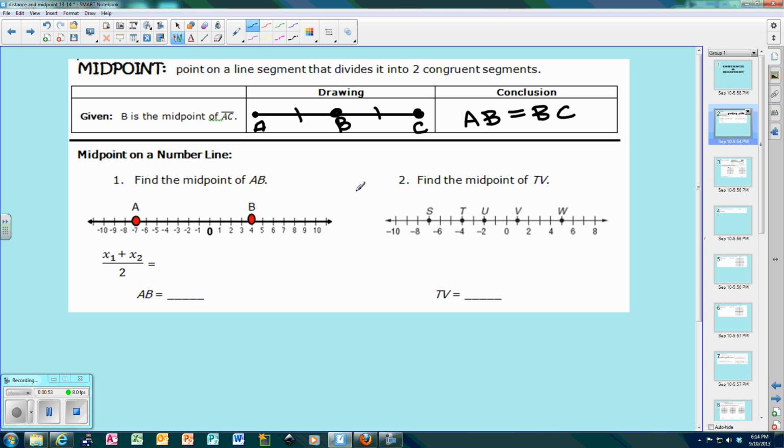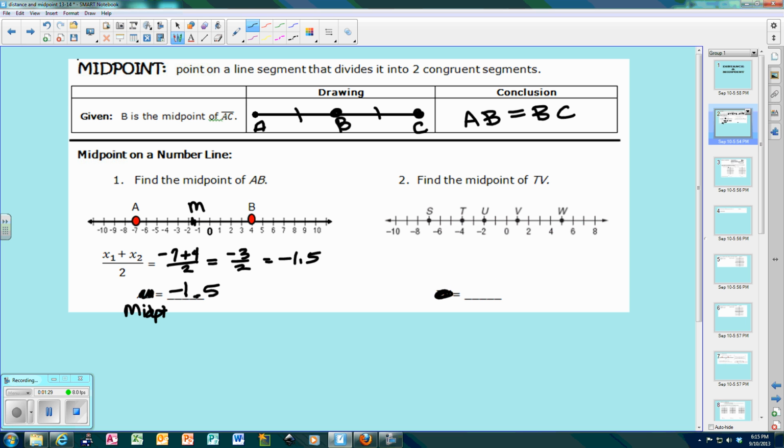Now, to find the actual location of a midpoint on a number line, all you do is add the two numbers together and divide by 2. For example, A is -7, B is 4. So that means -7 plus 4, and then divide by 2. So you're just finding the average. So that's -3/2, which is really just -1.5. So the midpoint is located at -1.5, so about right there would be my midpoint.